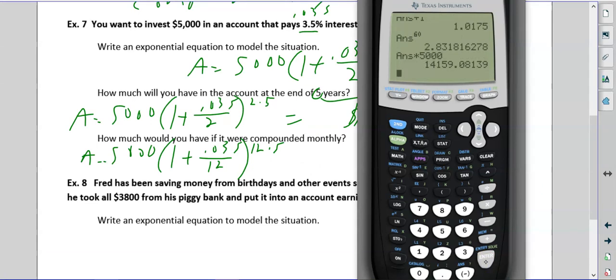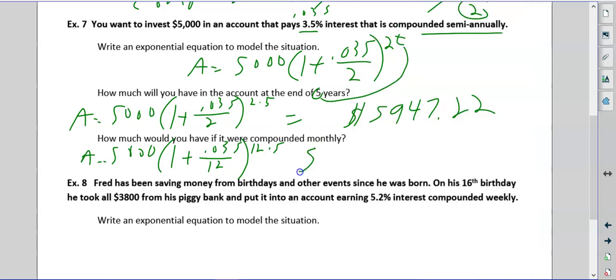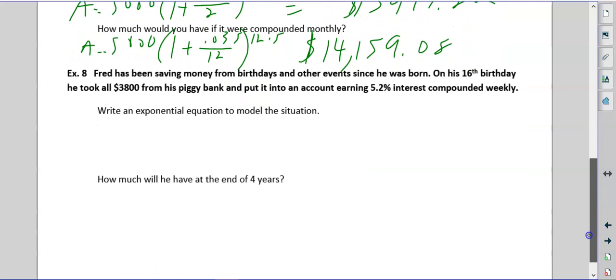So no 081, so that's 8 cents. So 14,159 and 8 cents. So quite a bit more, just changing the compounding value.